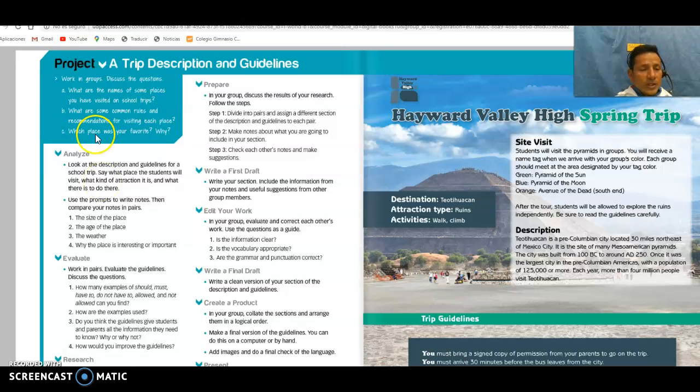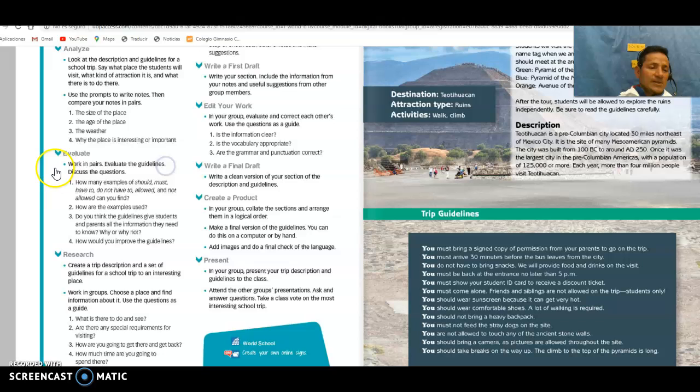So talking about your projects, this is what you need to do. Pay attention, analyze. Look at the description of the guidelines for a school trip. Say the place that the students will visit, what kind of attraction it is and what there is to do there. Use the prompts to draw notes and then compare notes. So this is an example of how you do it: the size of the place, how big it is, the age of the place, the weather, and why the place is interesting or important according to your visits.